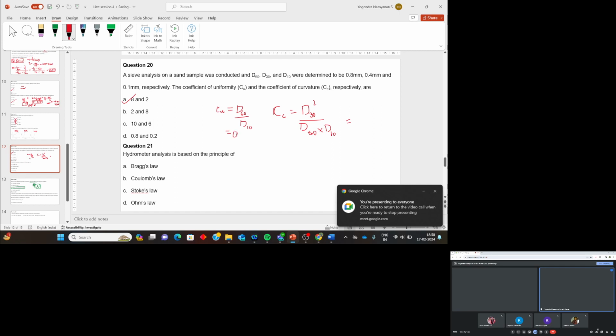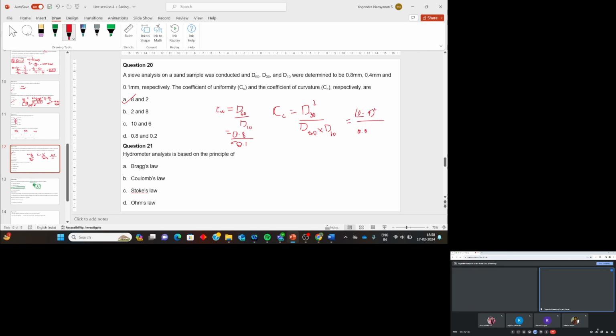So Cu will be 0.8 by 0.1, and Cc will be 0.4 squared by 0.8 into 0.1. So this will come as 8, and this will come as 0.16 by 0.08, which will be 2. So option A is the right option. Moving to the next question.